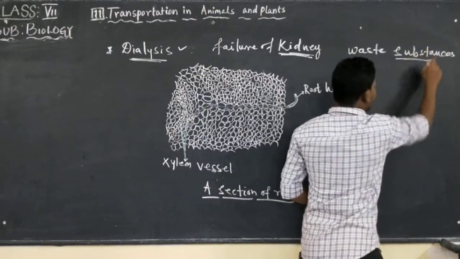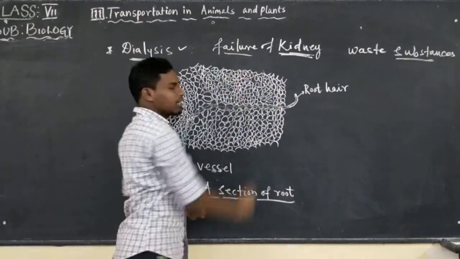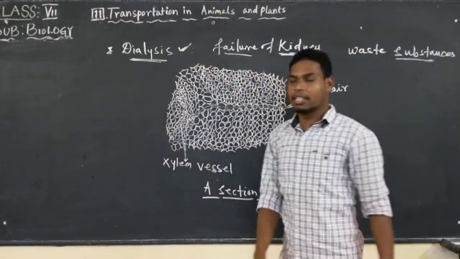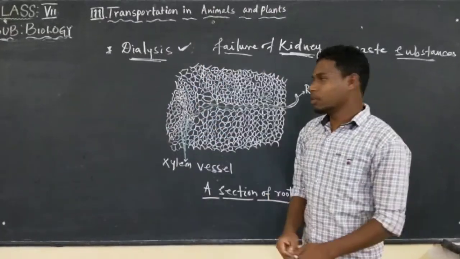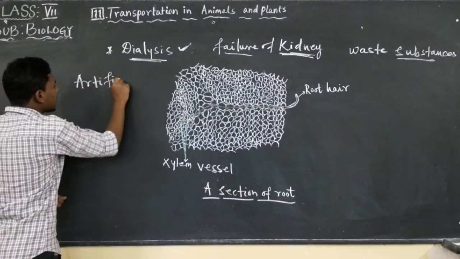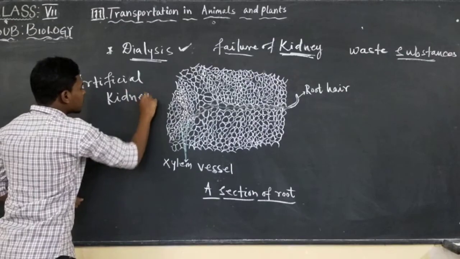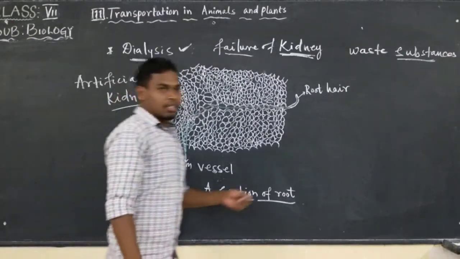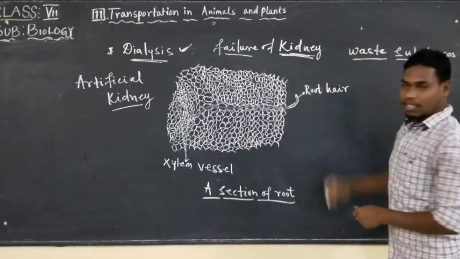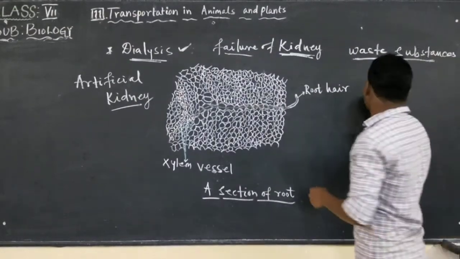These waste substances are harmful. So the patient who has kidney failure should undergo dialysis. This is a special treatment. Dialysis is also called artificial kidney. So in this, what happens? They install an artificial kidney to filter the good substances from the waste substances, and it is done periodically.